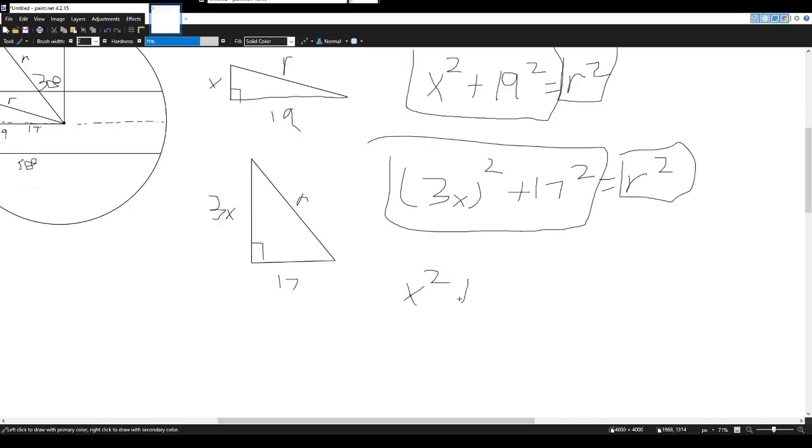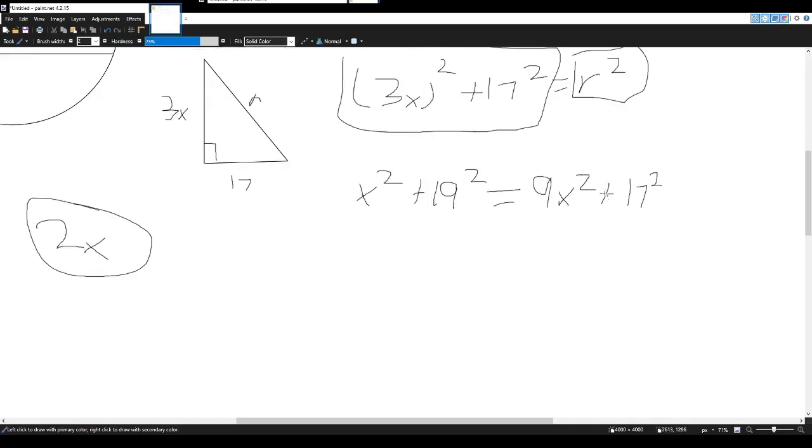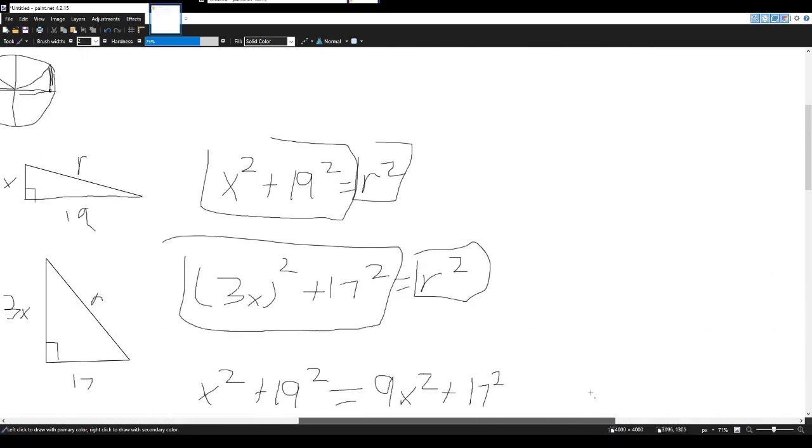x squared plus 19 squared equals, I'm just going to simplify this, should be pretty clear, right? You distribute that power: 9x squared plus 17 squared. And so now we just solve for x, right? And remember, we want 2x, right? So don't forget, if you solve for x, remember you have to multiply by 2, because x is just half of the distance we're looking for, right?